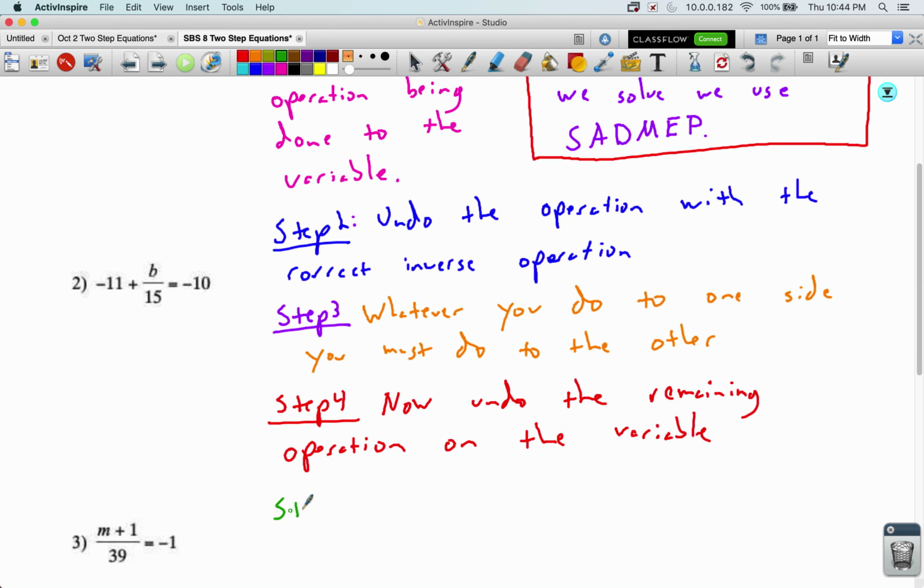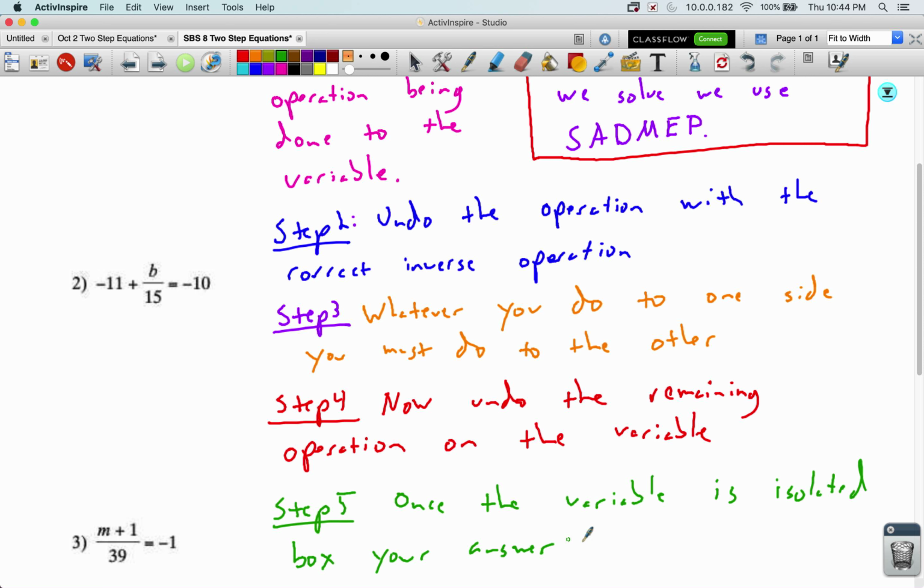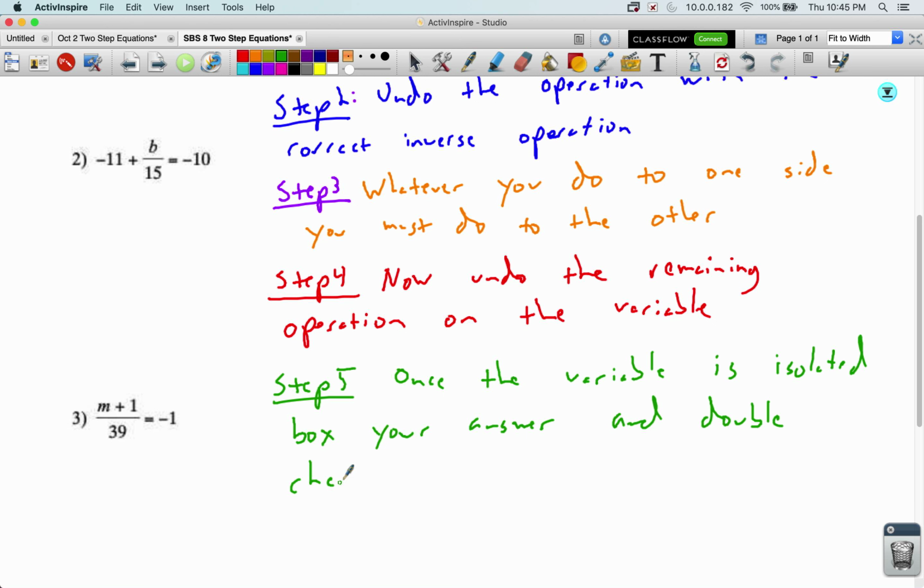And then step 5, once the variable is isolated, box your answer and double check by plugging your answer back in.